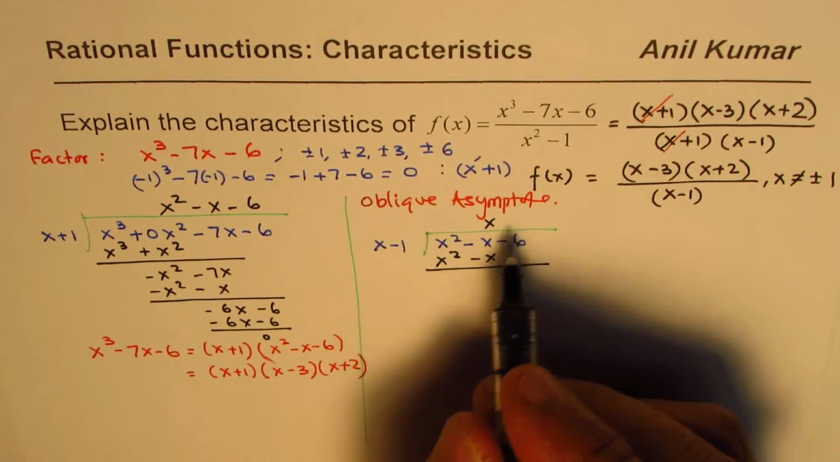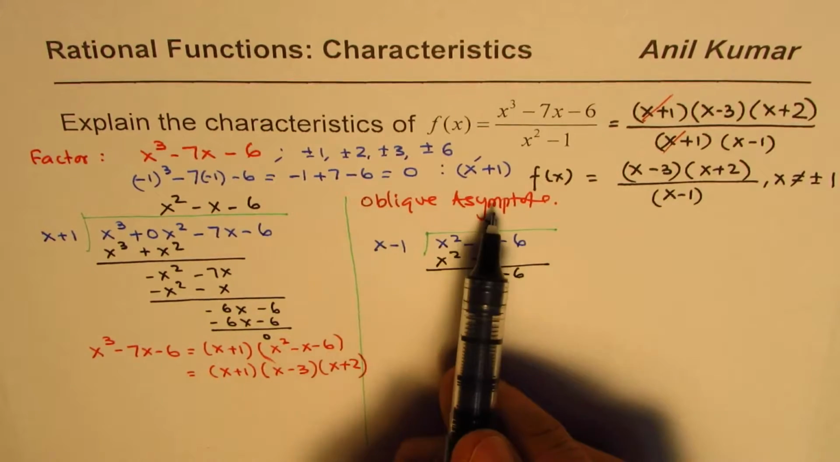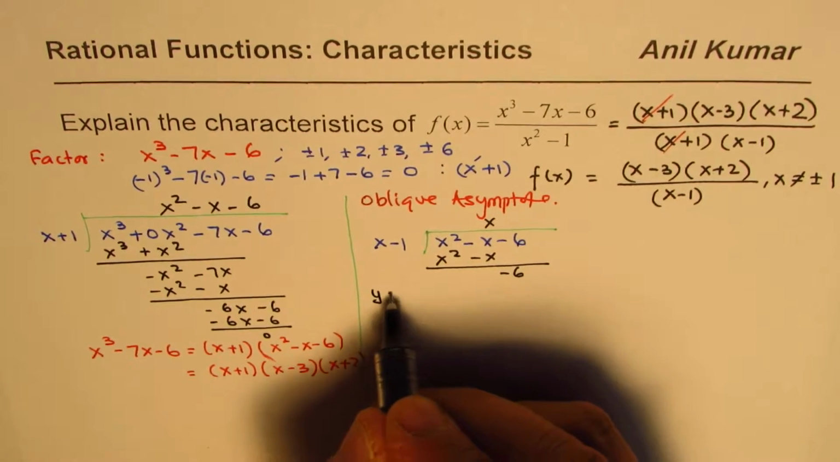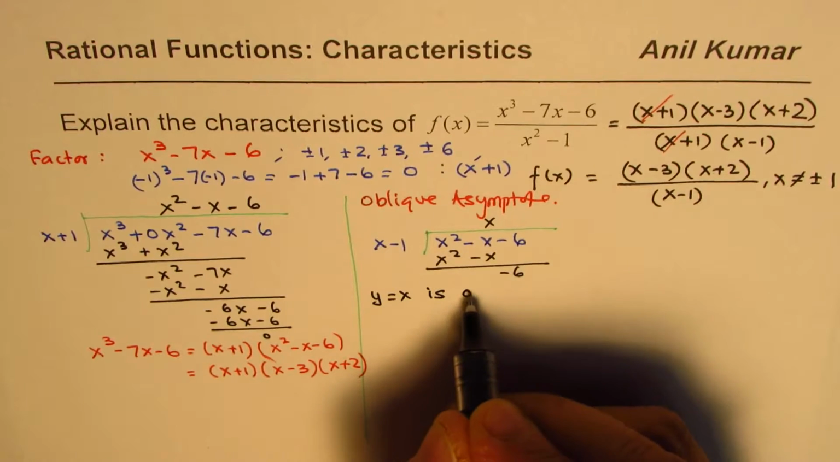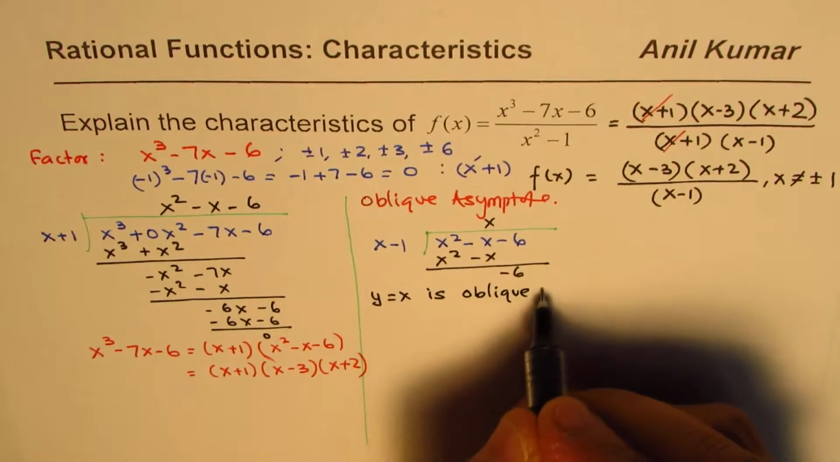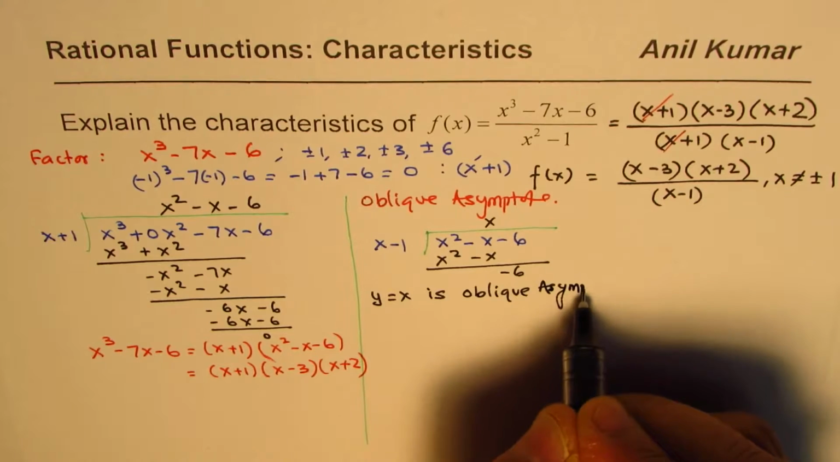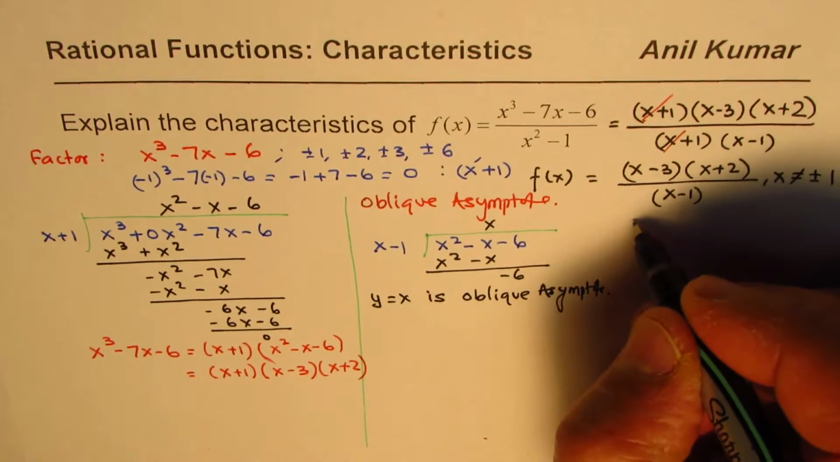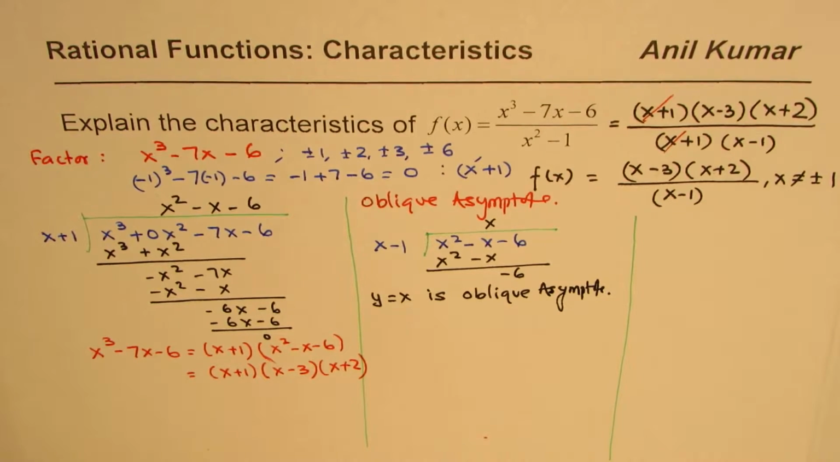So basically what we find here is that we have an oblique asymptote, and the equation of the oblique asymptote is y equals x. So y equals x is the oblique asymptote. Correct? So that also we have found. So let us summarize what results we have already found, right? So now we can write down that we have a few characteristics. Let us list these characteristics on the right side.